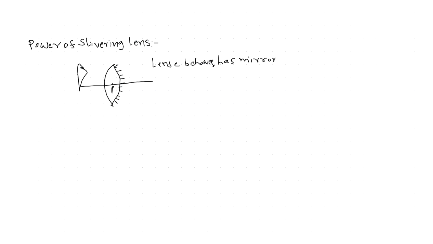Behaves as a mirror, meaning? So immediately we get the doubt: behaves as a mirror means which type of mirror this is. It depends on the sign of the total power.